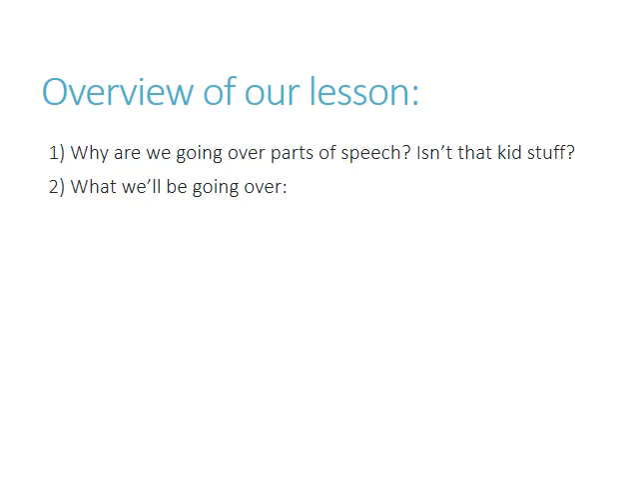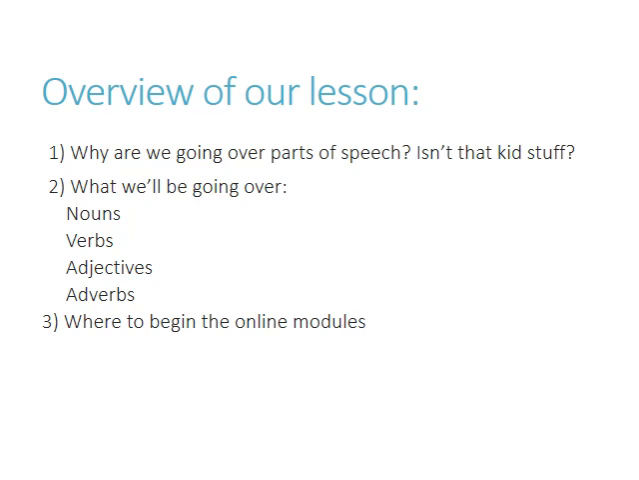So the first four things that we'll be going over are going to be the four parts of speech. It's going to be nouns, verbs, adjectives, and adverbs. Nouns are people, places, things, ideas. Verbs are action words, and adjectives and adverbs describe nouns and verbs. So we'll go into more detail on that later. And then at the end of this video, I'm going to show you where you can go to begin the online learning modules and how, in fact, to get those started. So without dawdling around for too long, let's go ahead and jump into nouns, which are the first part of speech we'll be going over.